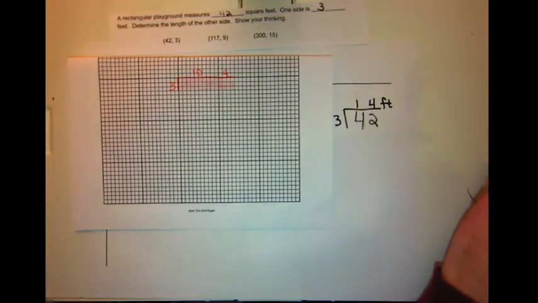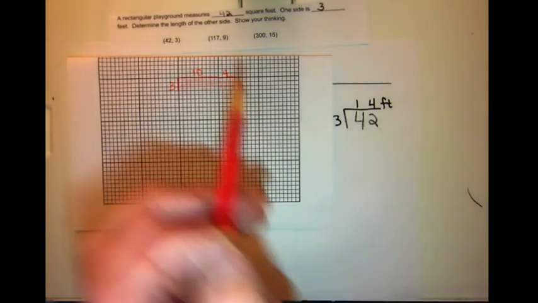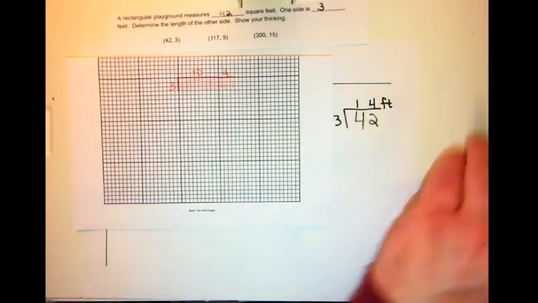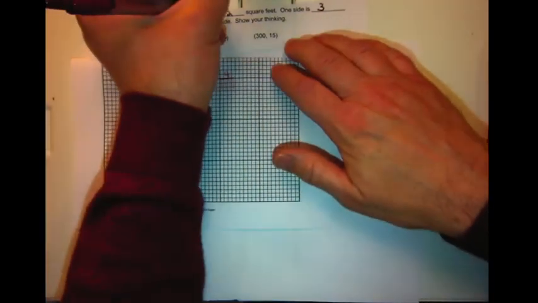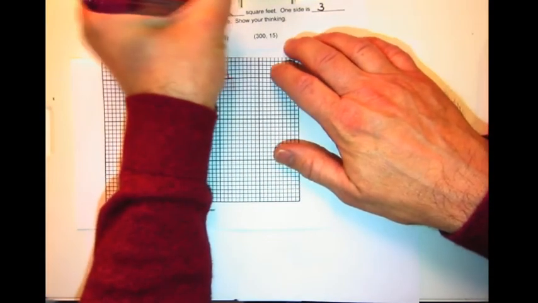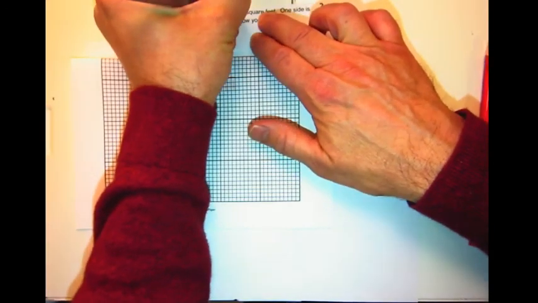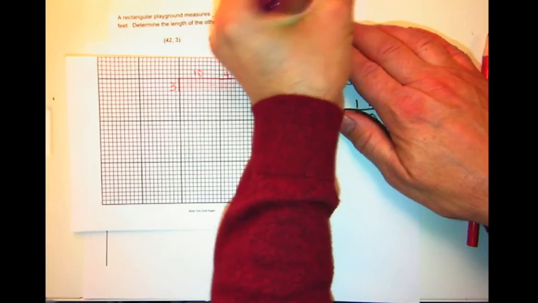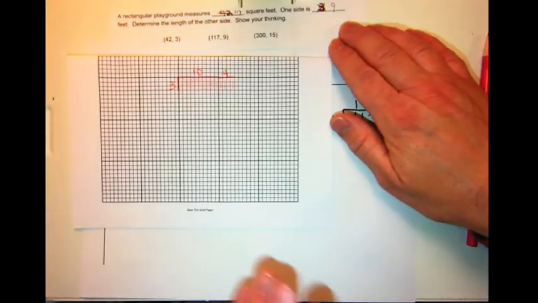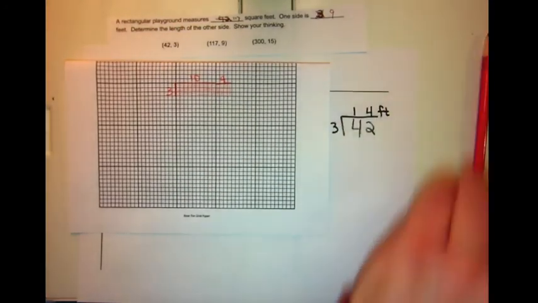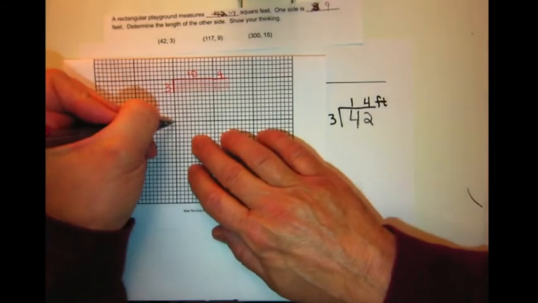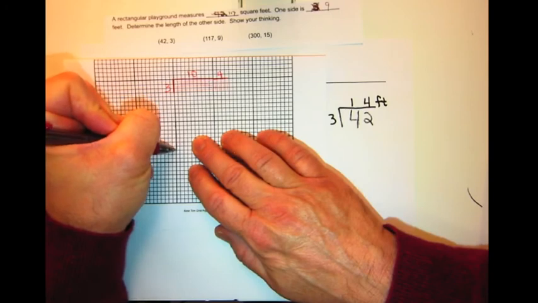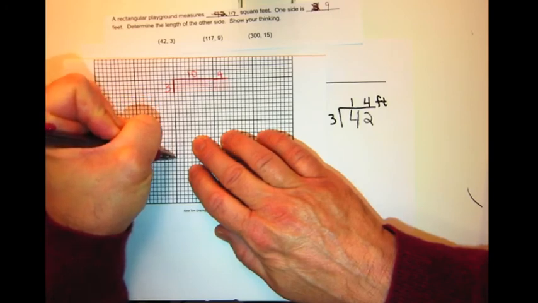Let's do that same thing, and let's use a different problem. Let's use the 117 and 9. So in this problem, our playground now is going to measure 117 square feet, and one side is going to be 9. So we'll come down here and we'll do the same thing. We'll start right here. And I know one side of this is 9, so I'm going to mark off 9 right to there.